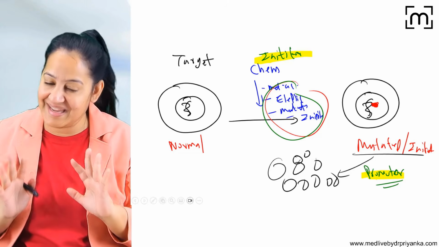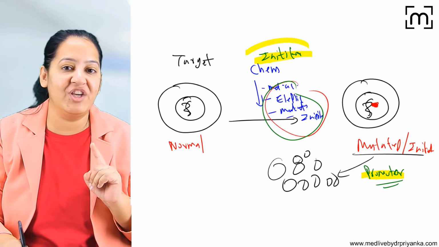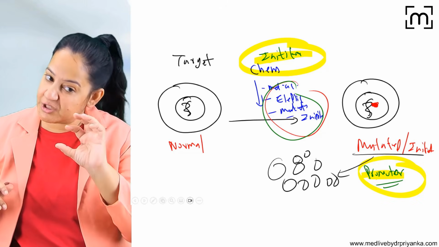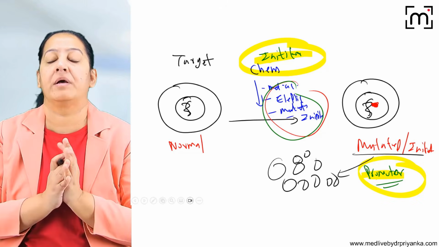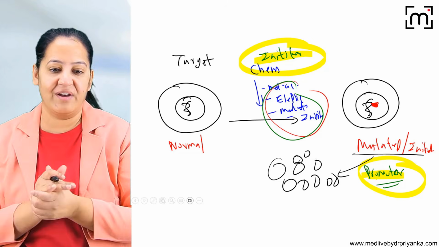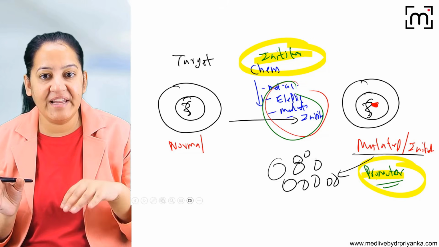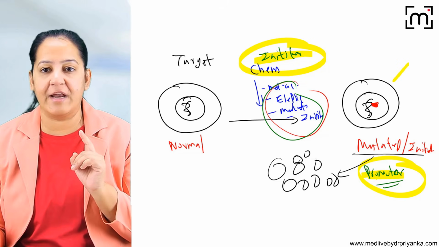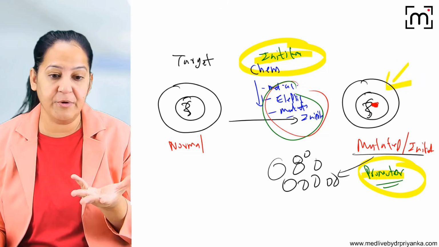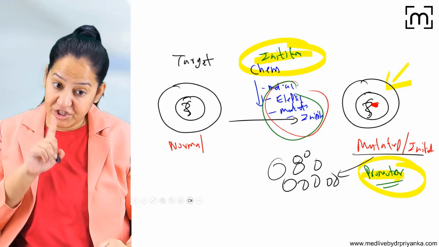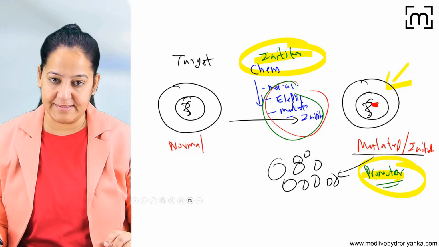Please mind my words very carefully. Initiator and promoter both are chemicals. So the sequence is, first we require the initiator, then we require the promoter. If the combination is present, then only cancer will occur. If only one of them is present, cancer will not occur. So first the initiator will lead to mutation. Only mutation cannot lead to cancer. We have to proliferate the mutated cell. So for proliferation of the mutated cell, we require the promoter. So initiator followed by promoter, that should be the sequence.